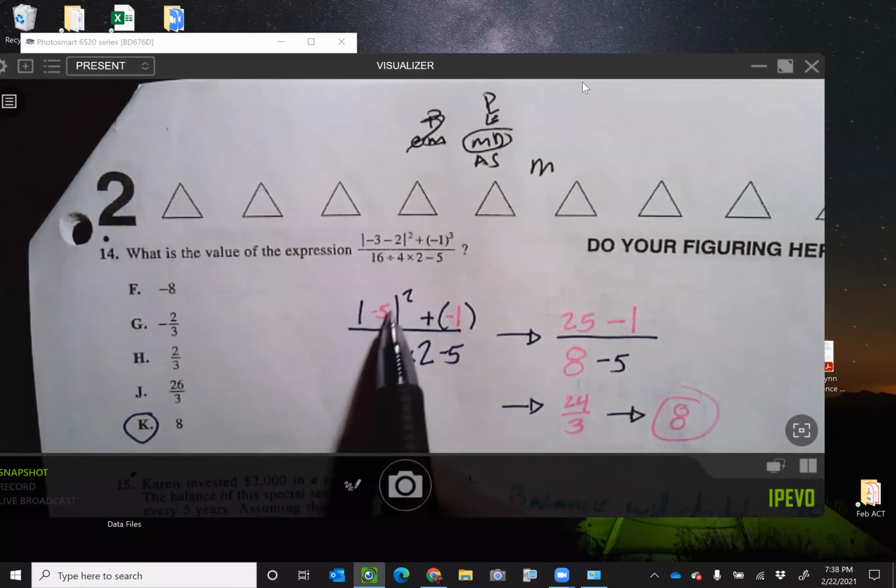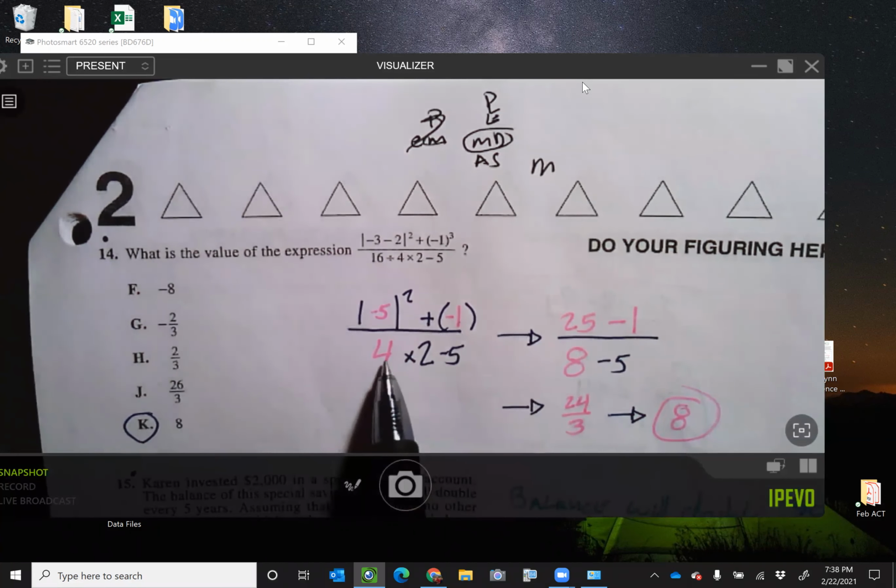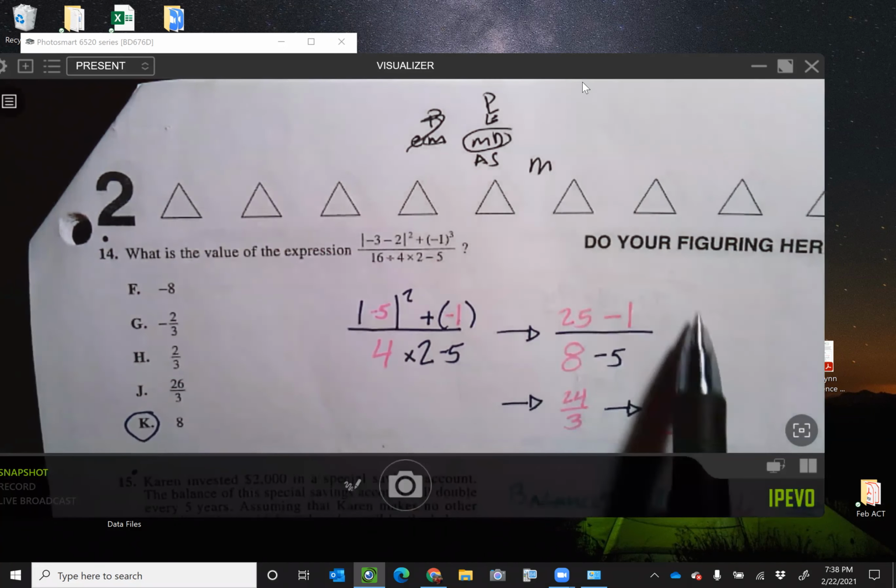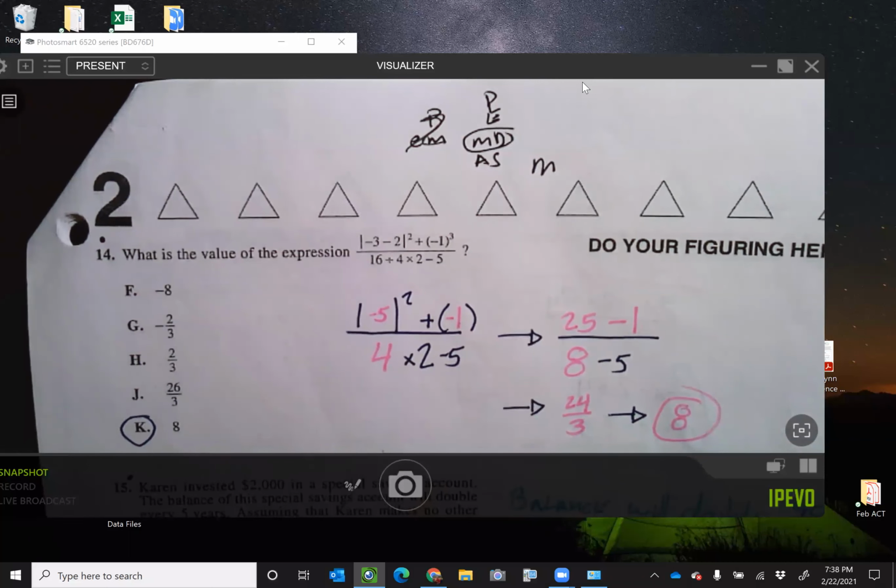The absolute value of -5 is 5. And then when I take 5 to the second power, I do get 25. Looking here, I'm going to multiply first before I subtract, which is an 8. Continue with it, and we wind up with an 8, letter K.